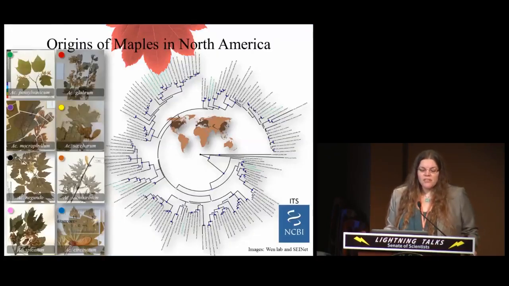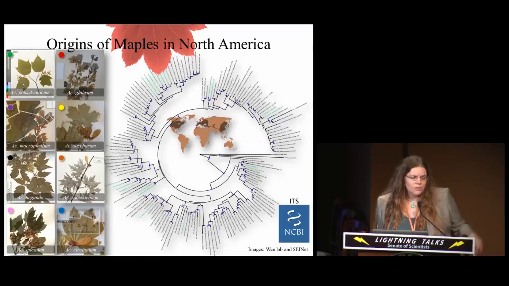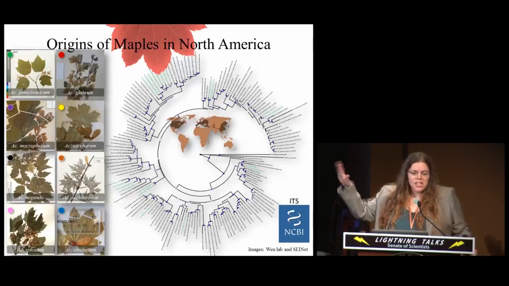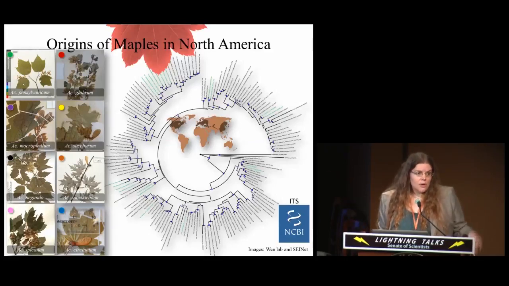Now, I do want to comment briefly on North America, because I told you that I would. In North America, we have 8 lineages of maples, and by 8 lineages, I mean taxonomic units that have traditionally been considered distinct from one another. I'm showing you pictures of those here, and each of those distinct lineages is represented with a colored dot.